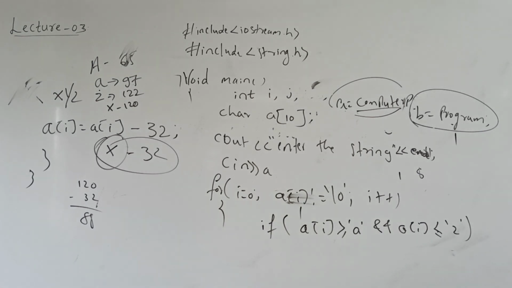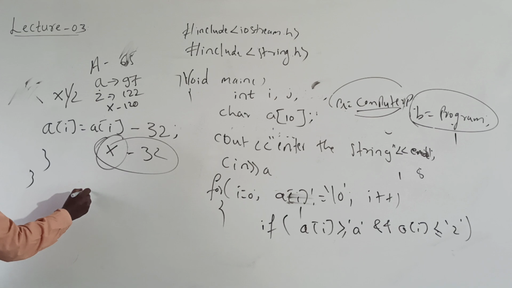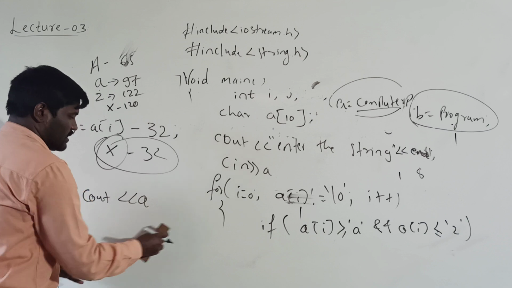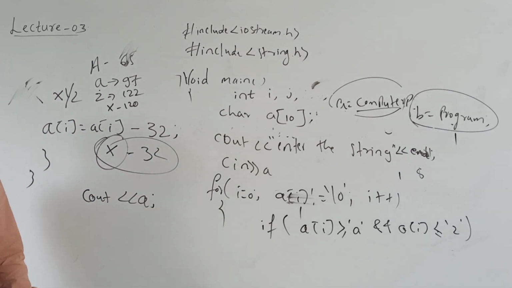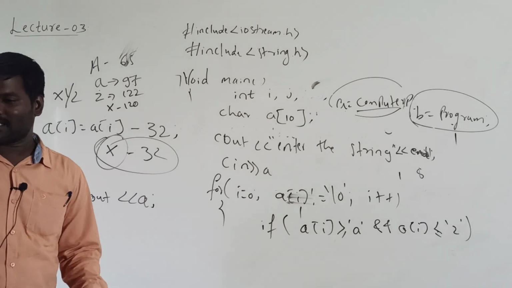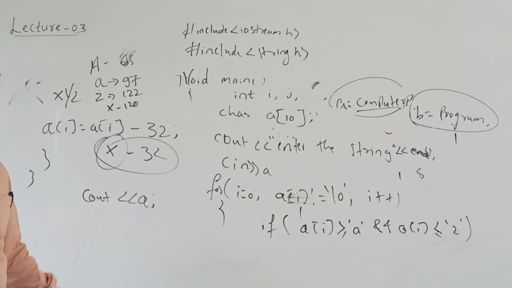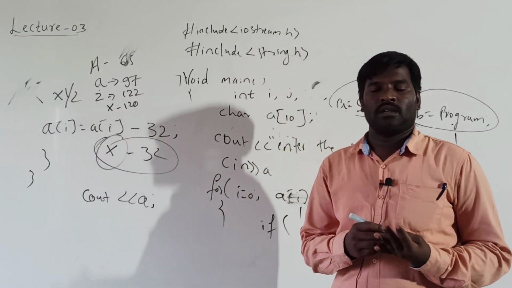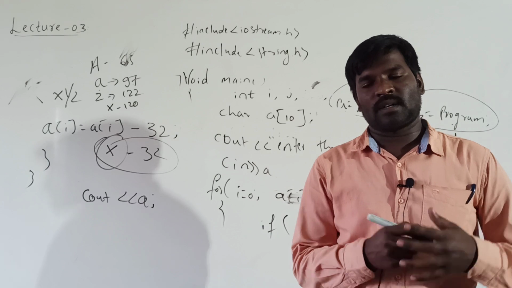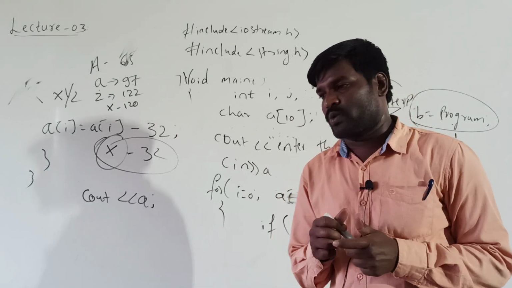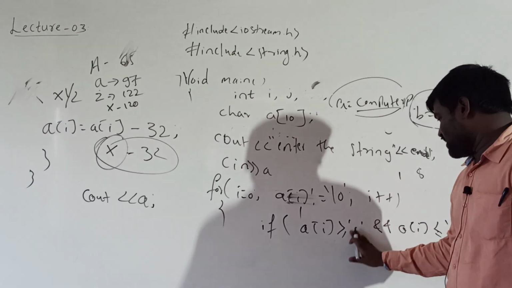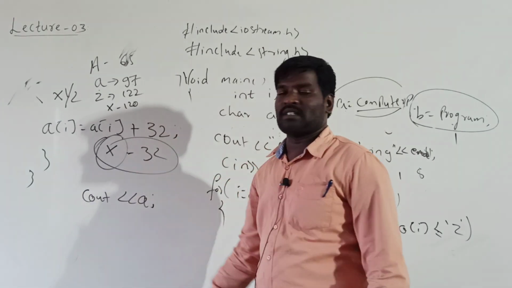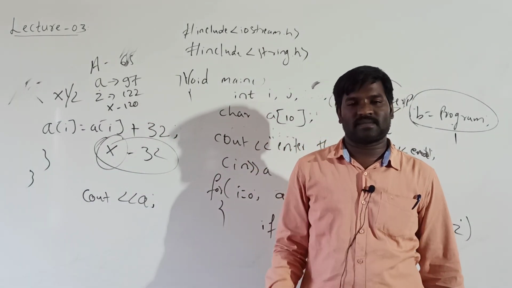Finally, we have to print cout A. A of I is not required, simply you have to write cout A. Okay, so this is the program for converting lowercase to uppercase. Suppose you want to convert uppercase to lowercase, then you have to change here. Here you can take capital A and here you can take capital Z, and here just mention the plus symbol, the remaining is as it is.